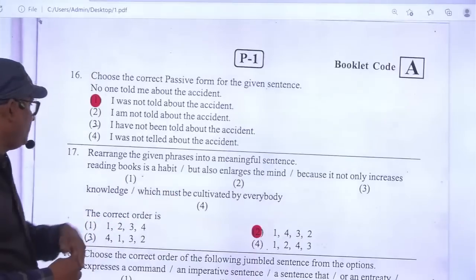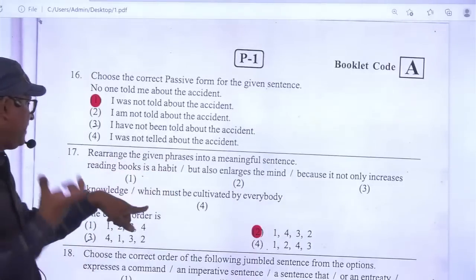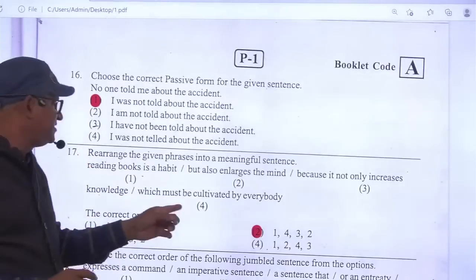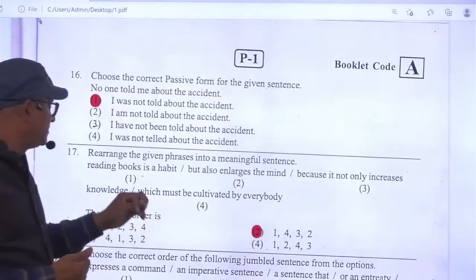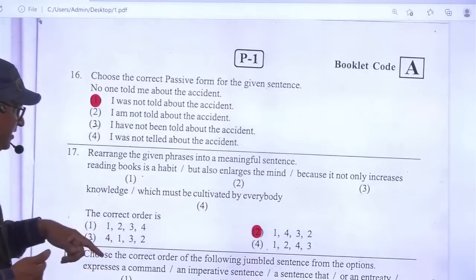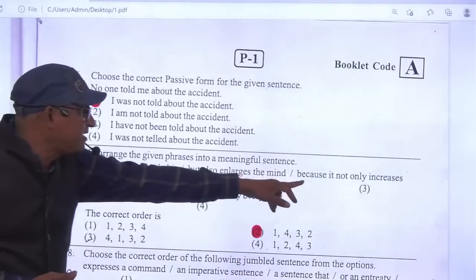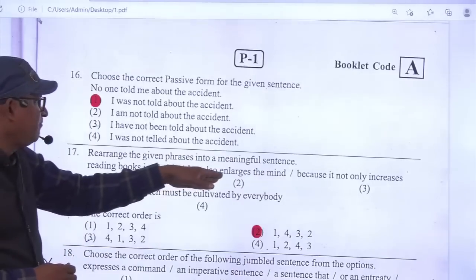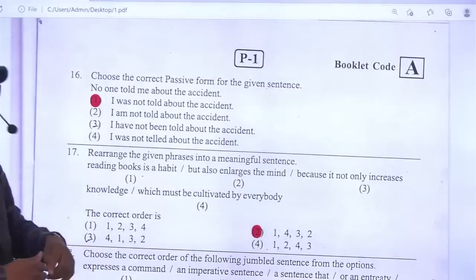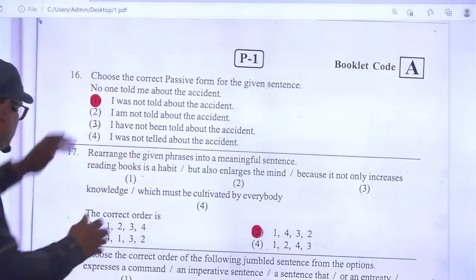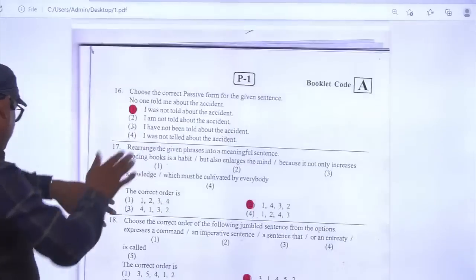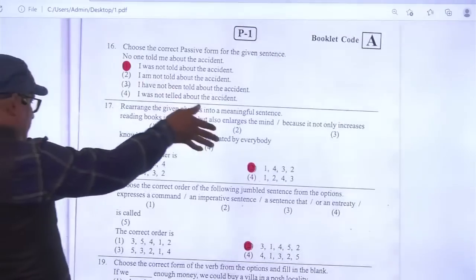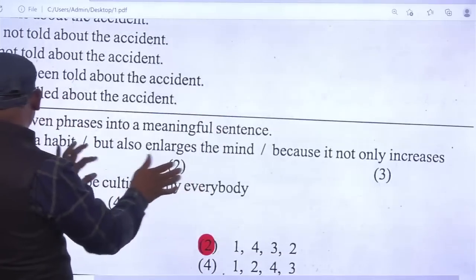Of course, 4 must be followed, because here the habit is nothing but an inanimate, non-living thing. That might be the relative pronoun which is followed as a complement of the subject. So, which must be cultivated every day. And the third one comes next, because it not only increases, and the second one might be the last one, but also the mind. That's why 2 is the right option for the 17th question. Let's go for the 18th question, right? This is also the same kind that we call parallel structures.